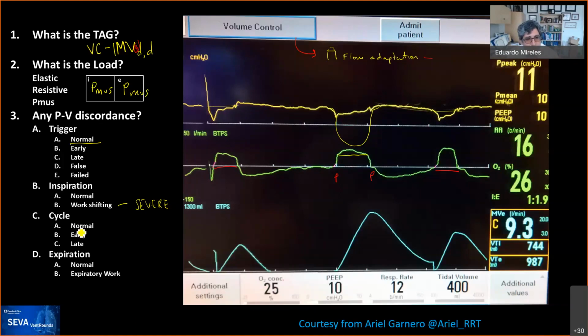In terms of cycle, because it's now patient cycle, you can see how it crosses. There is no pause, perhaps a little pause here. I'm not entirely sure, it seems that it's the way that he's translating, but I would probably call it normal to a little bit of late, unless somebody disagrees with that. And in expiration, there is definitely expiratory work. So a difficult waveform, but it does outline, and now you can see that this patient is in 25% oxygen saturation on 10 of PEEP, and you start wondering, could this patient be breathing on his own and walking around?